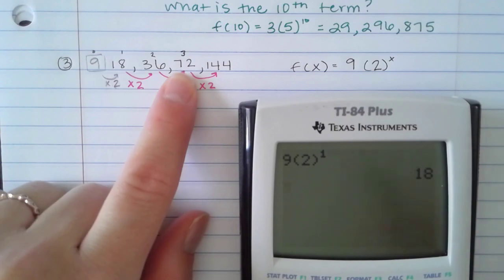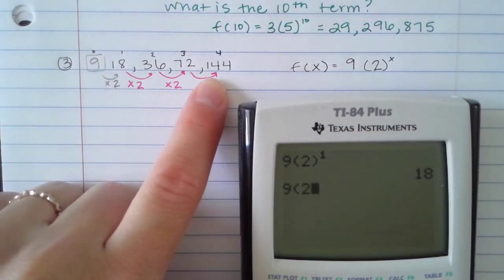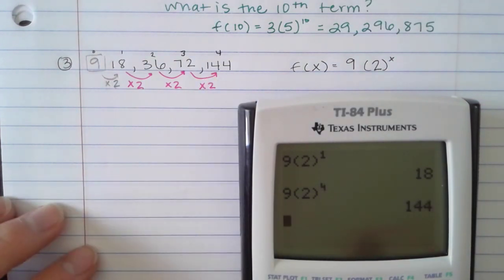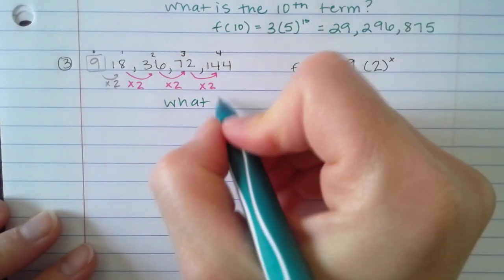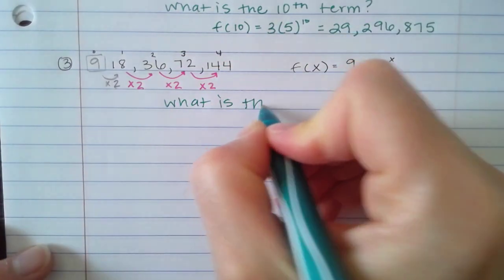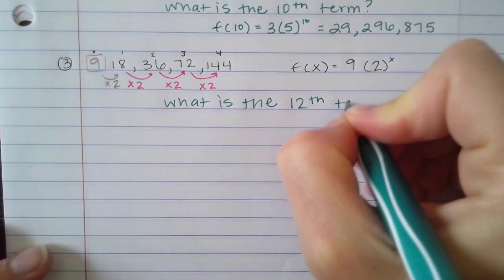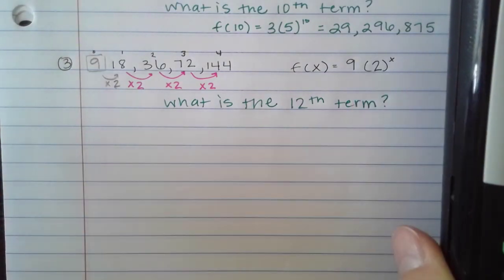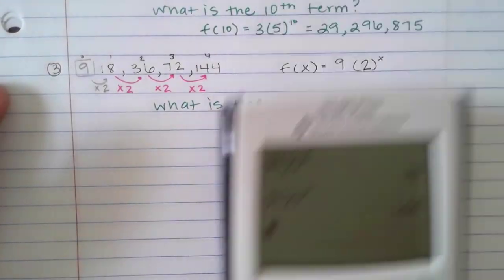What if I plugged in a 4? It better give me 144, because otherwise I did it wrong. Yep, so I know my 4th term. So I'm going to ask you, I think this is going to be really big. I haven't done this yet. What is the 12th term? I don't think it's going to be as big as I think, but we'll see. Because it's only being multiplied by 2 every time, which is a lot smaller than if it's being multiplied by 5 every time. So I know that this is going to be a little bit smaller.